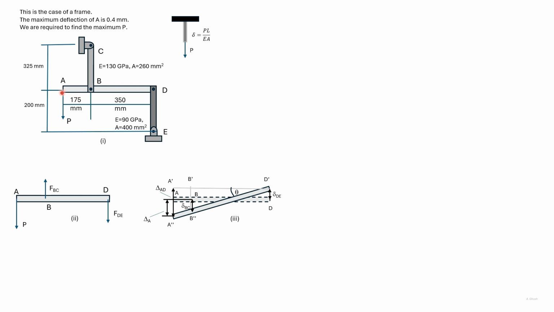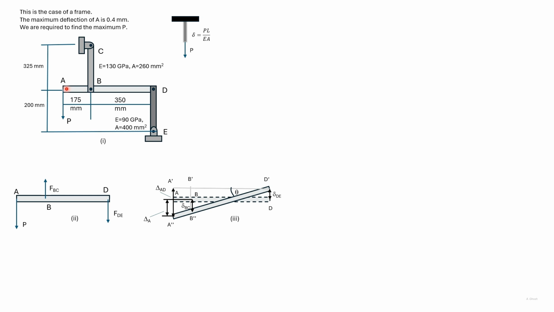Here in this problem, we have a beam ABD. A force P is applied at A, and the beam is held by two bars, BC and DE. Now we see that for the bars, E and A are given. We know the length of the bars. So if we can find the force of the bars, then we can find their extension.